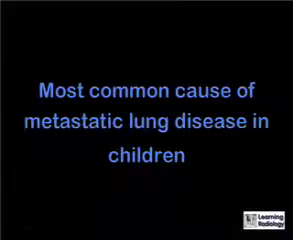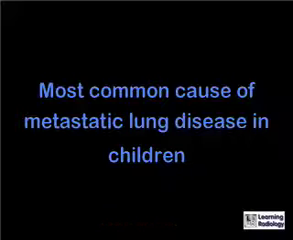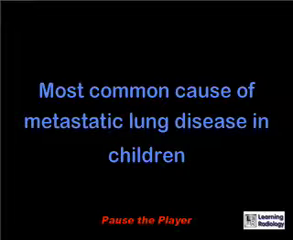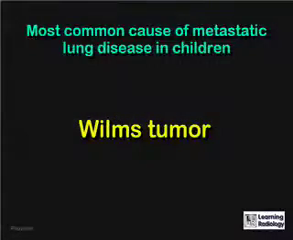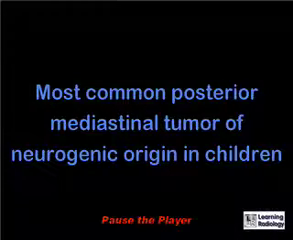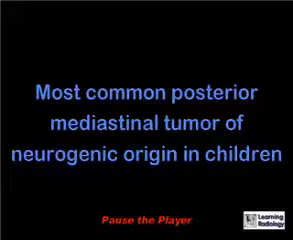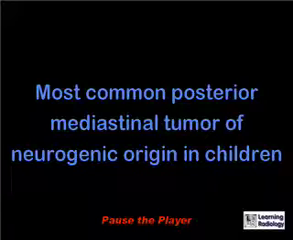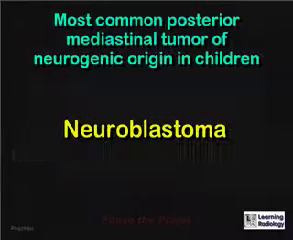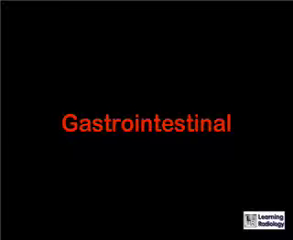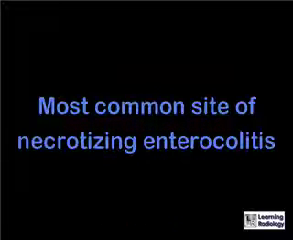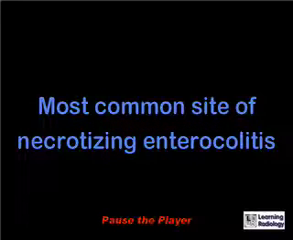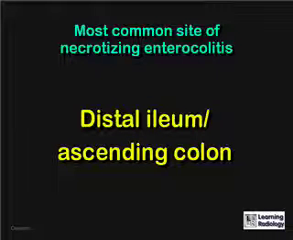What is the most common cause of metastatic lung disease in children? Wilms tumors. What is the most common posterior mediastinal tumor of neurogenic origin in children? A neuroblastoma. Gastrointestinal. What is the most common site of necrotizing enterocolitis? The distal ileum or ascending colon.